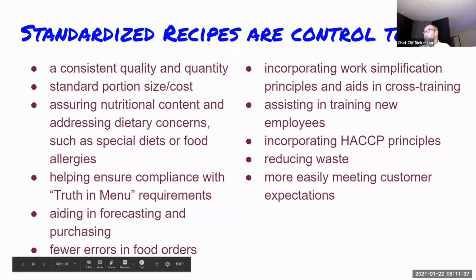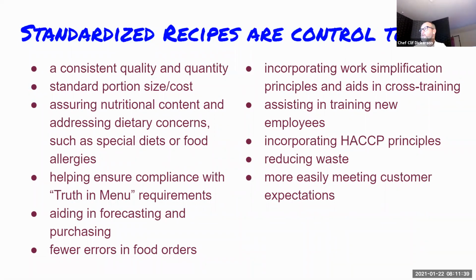All right. So standardized recipes are control tools, and again, like I said on day one of our class, chefs are control freaks. We are, and that's just part of it. We want to control everything: portion size, quantity, garnishing. It also helps with specific diets; you can arrange the standardized recipes to that. It'll help with truth in menu.